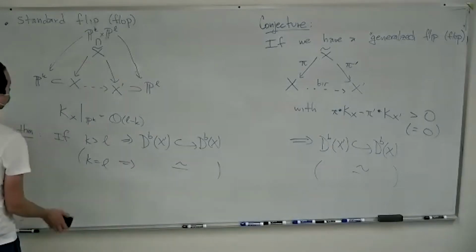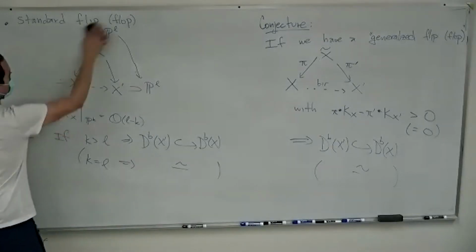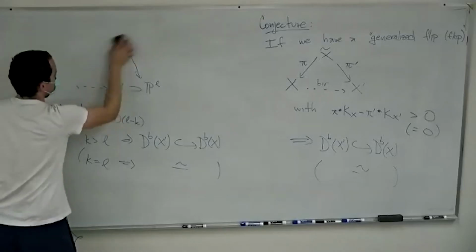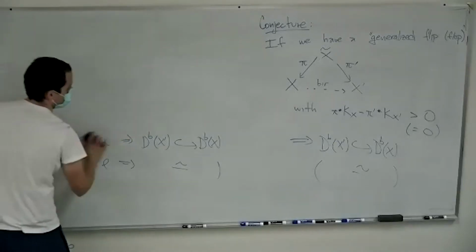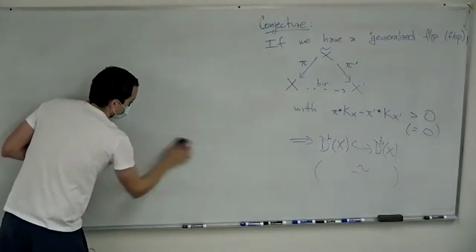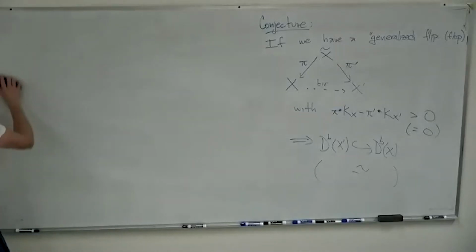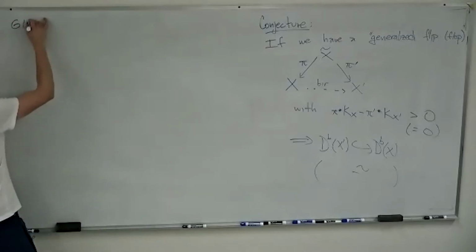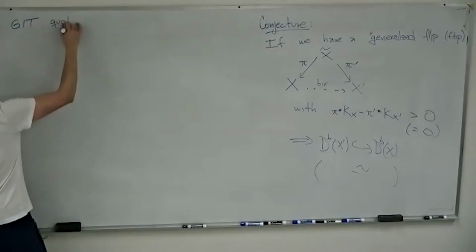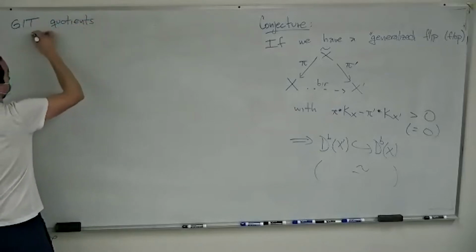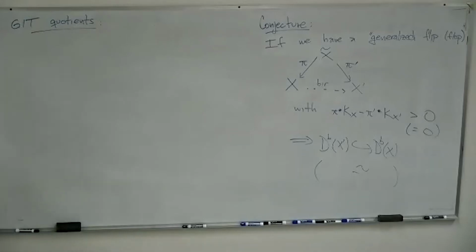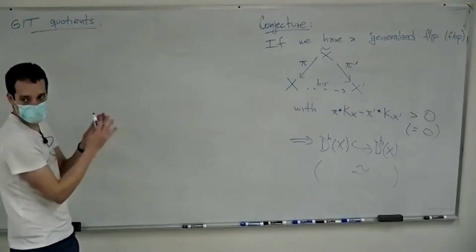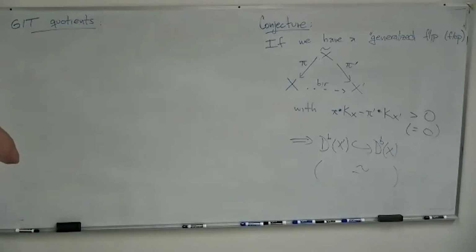So let's say first of all, what's the GIT quotient? Very briefly. And then from variation of GIT quotient, this kind of wall crossing picture will show up. So yeah, what's the GIT quotient?